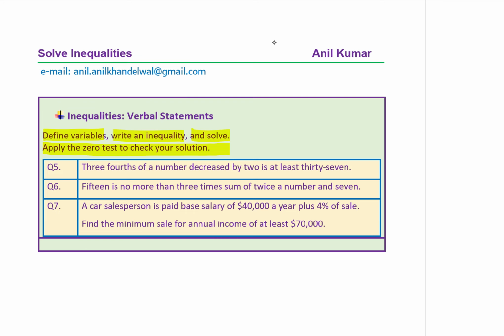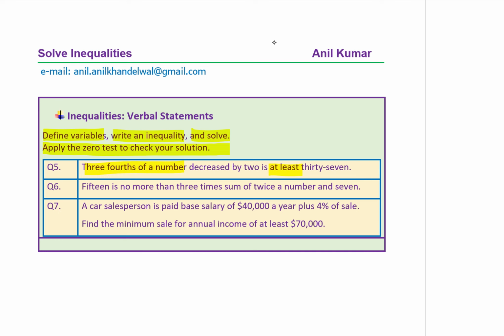Perfect. Question number 5 here is 3/4 of a number decreased by 2 is at least 37. So the word at least means what? This is very critical to understand. And 3/4 of a number, that becomes a phrase. Can any one of you translate this phrase into an inequality?